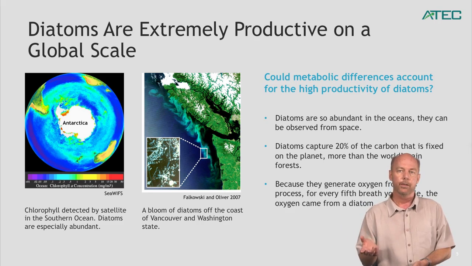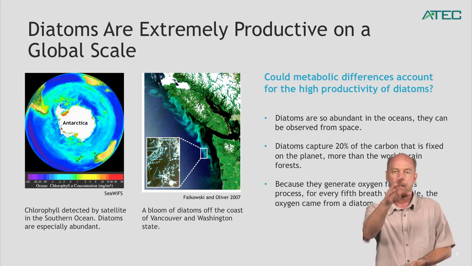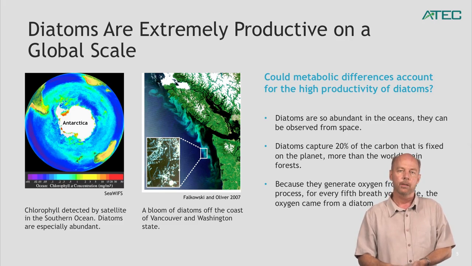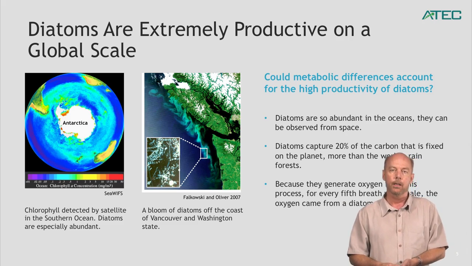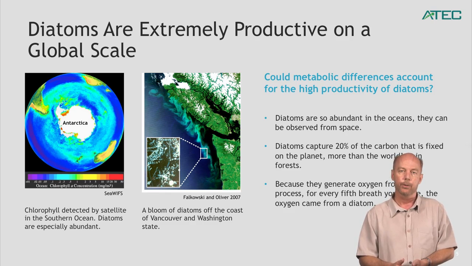So diatoms are so abundant you can actually observe them from space. On the left, we have a satellite image of the Southern Ocean, and we're monitoring chlorophyll levels by satellite, and diatoms are especially abundant in the Southern Ocean. On the right is an image of Vancouver Island and Washington State, and you can see off the coast there's a bloom of diatoms. So this is a vast scale. And diatoms are responsible for capturing about 20% of the carbon on the planet as CO2, generating an equivalent amount of oxygen. And this is actually more than the world's rainforests.